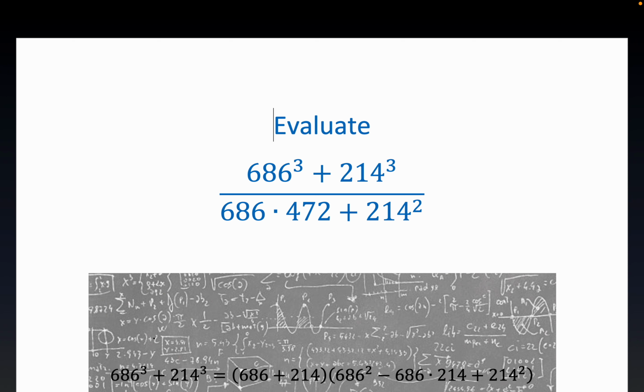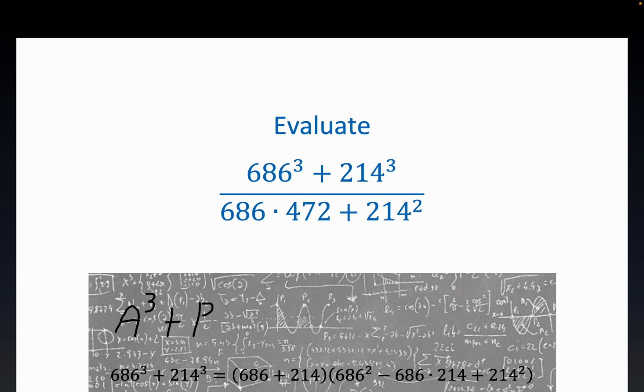Hey everybody, this is an evaluation problem where the numerator alone is in the hundreds of millions, I think. 686 cubed plus 214 cubed is doable by hand, but not much fun. So a common approach here is to appeal to some algebraic structure.